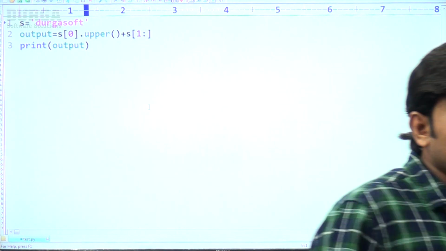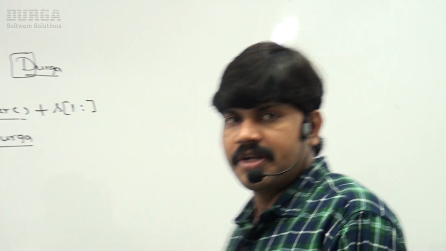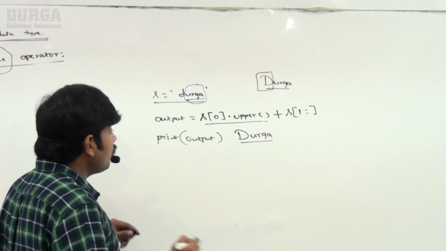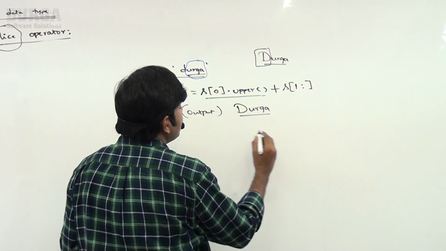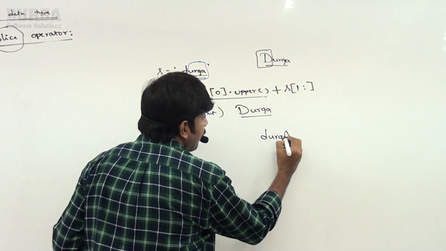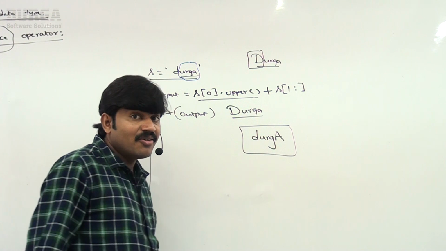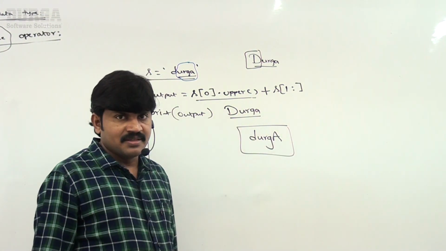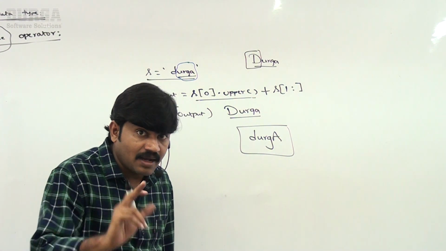Same way, sometimes my requirement is, observe very carefully, this style: DURGA with capital A at the end. What is the meaning of that? The last character I want to make uppercase.